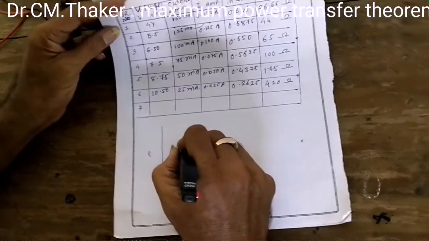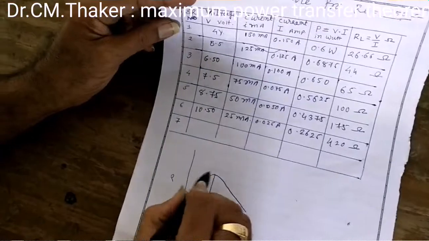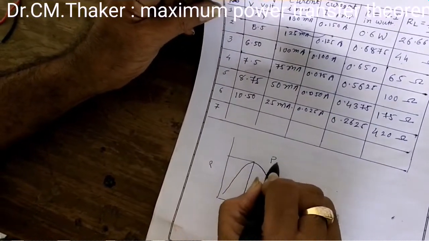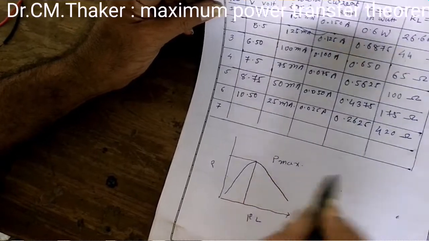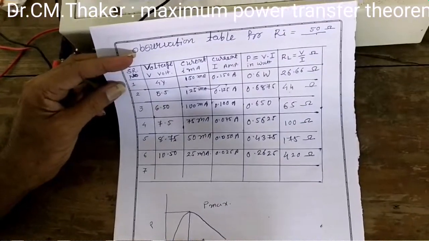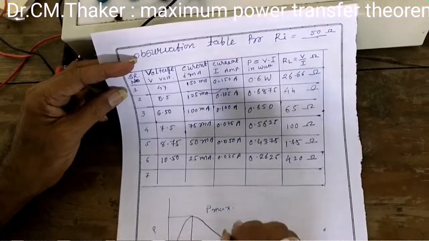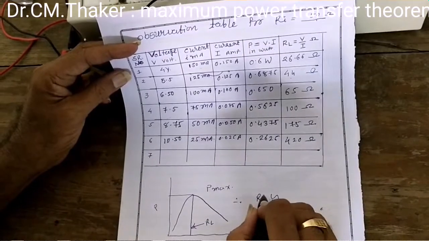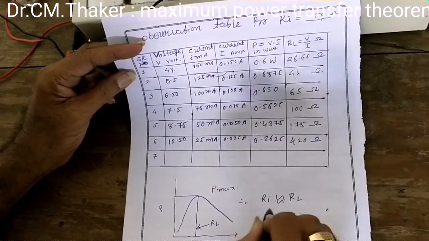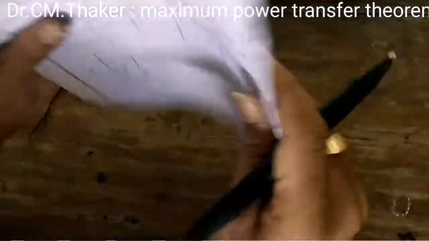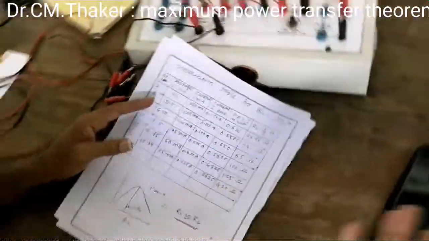And suppose this is the maximum value of the power. At that time your load resistance RL is almost equal to Ri. This will also be shown from the graph that we will do later on.